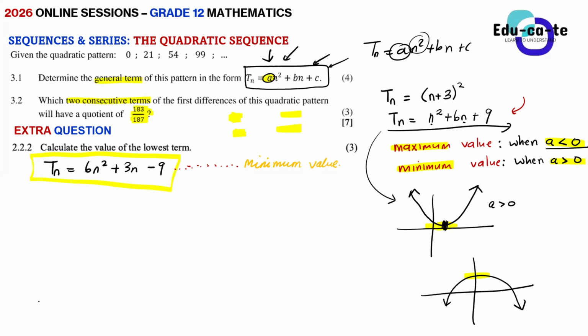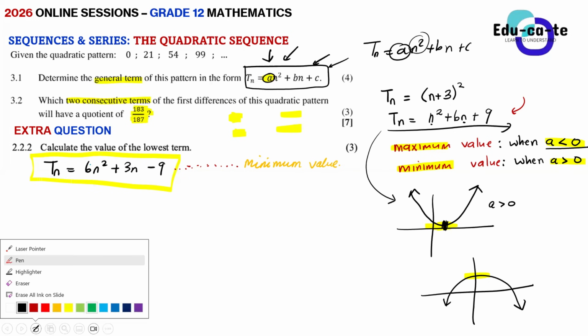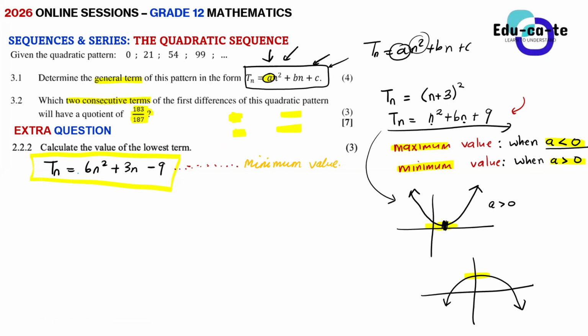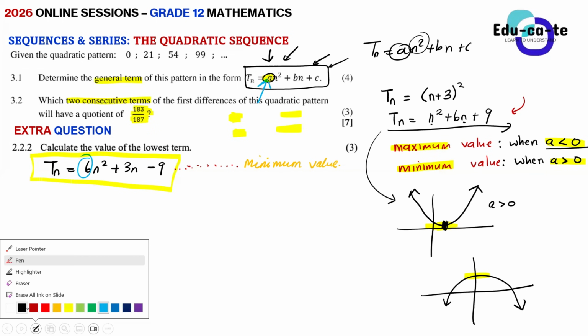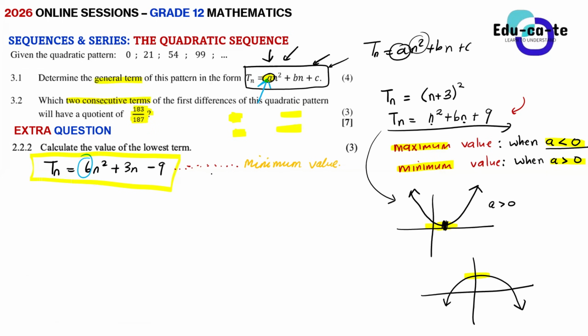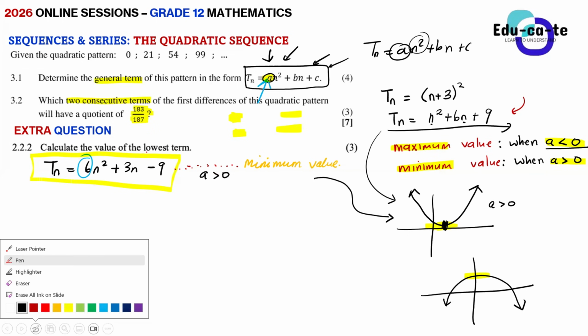Yes. Guys, you look at the value of a. That's the first thing that you look at. In this case, a is equal to 6. Remember, a is the number that is multiplied by n squared, isn't it? Yes, sir. So in this case, a is greater than 0. It means if we draw this as a parabola, we are going to get a minimum value. That is why this follow-up question says calculate the value of the lowest term.